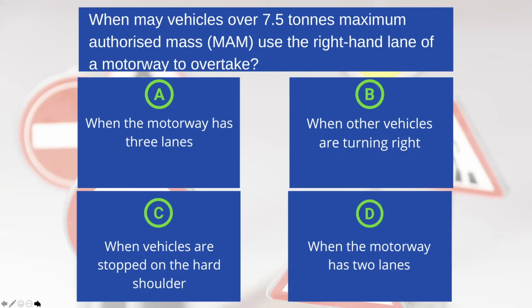So these large vehicles are not allowed to use the right-hand lane of a 3-lane motorway. So the only time they can use the right-hand lane is when the motorway has 2 lanes.